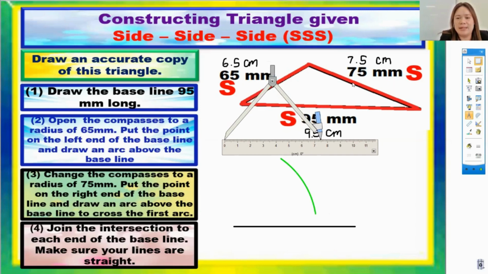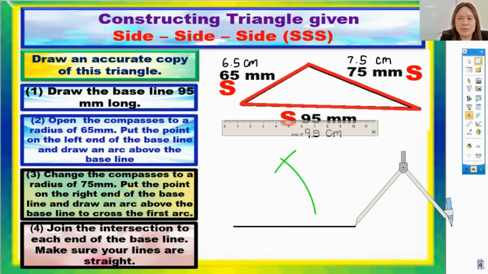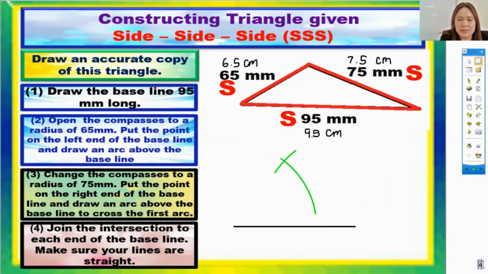Because the length of the third side is 75 mm, I'm going to put the compass here at one end, and rotate it in such a way that I will be able to intersect the other arc. Okay? So you can see clearly the intersection of the two arcs now. I will put a point at the intersection. So this is the intersection of the two arcs here.